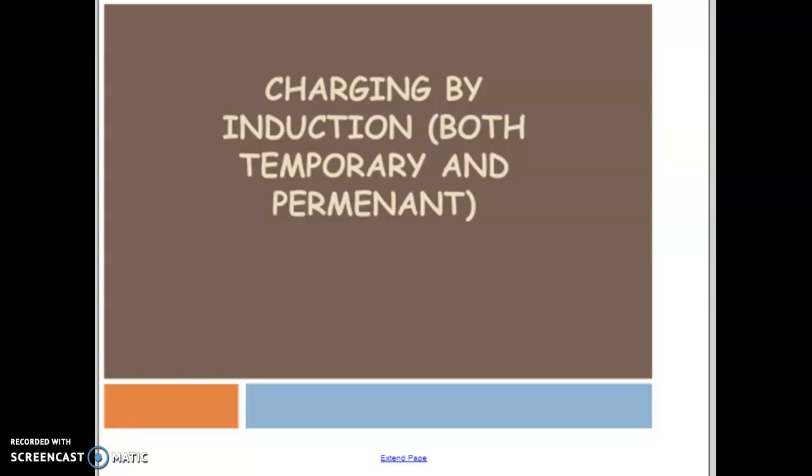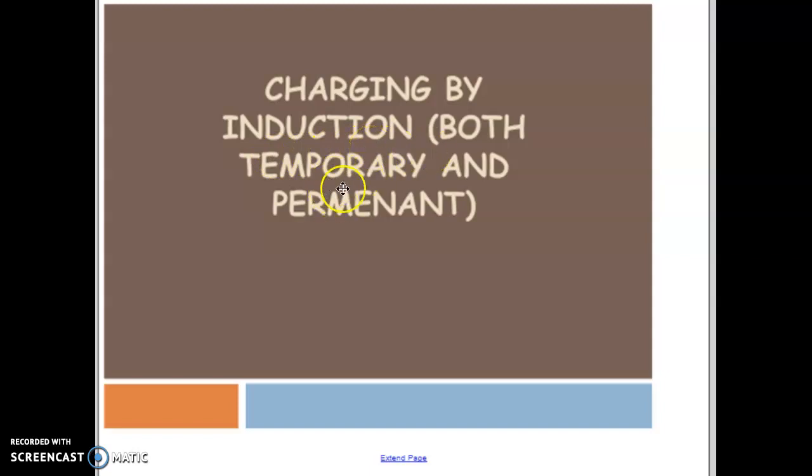Okay, everyone. So we're looking at the last type of charging, looking at static electricity today. So remember, there's 4 in total. So we looked at friction already. We looked at charge by contact. And the last one we're looking at is charging by induction.